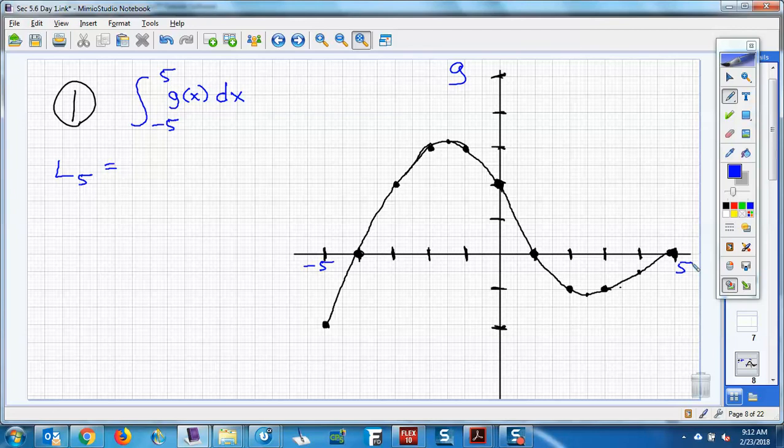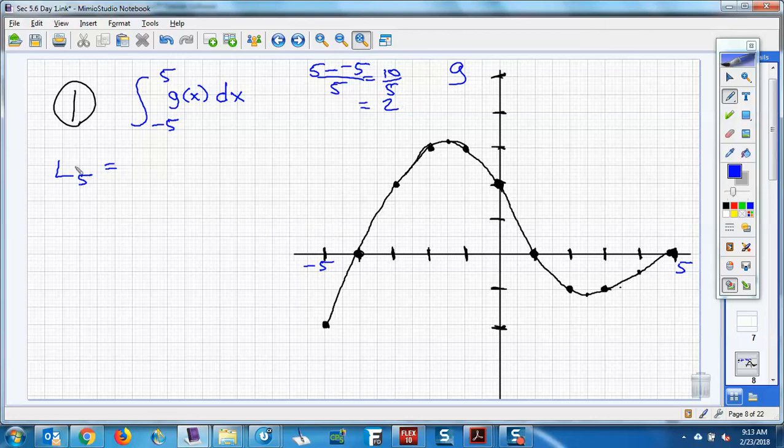Some of them don't have you go the whole way. I think number 5 only goes part of the way, and 6 only goes part of the way. So the first thing we should calculate should be what? We don't have an equation, so we don't know the actual values. The width of the subintervals is b minus a over n. So 5 minus -5 divided by 5, which is 10 over 5, which is 2. The total width is 10. I'm going to do 5 subintervals, so my width is going to be 2.